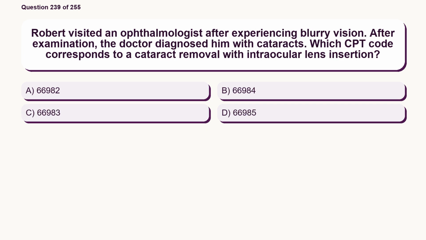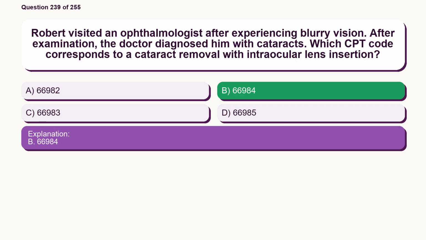Question 239. Robert visited an ophthalmologist after experiencing blurry vision. After examination, the doctor diagnosed him with cataracts. Which CPT code corresponds to a cataract removal with intraocular lens insertion? Option A, 66,982. Option B, 66,984. Option C, 66,983. Option D, 66,985. The correct answer is option B, 66,984. Question 240.